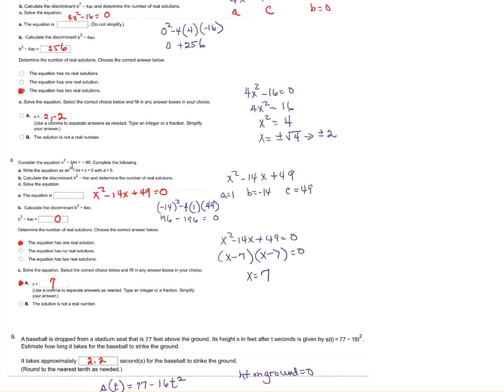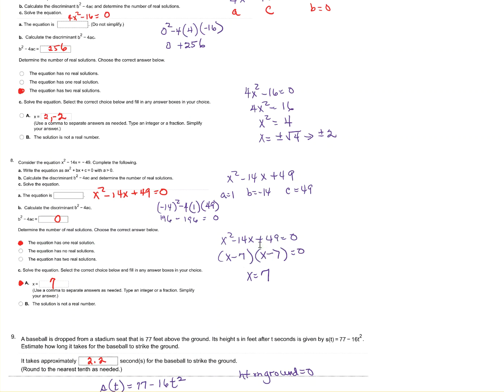We move the 49 over, and we have it equaling 0. And then we're going to do the discriminant. So it's b squared minus 4ac. That ends up being 196 minus 196, which gives us 0. So the discriminant is 0, and if it's 0, you only have one real solution. When we solve it, we know we're just going to get a repeated root.